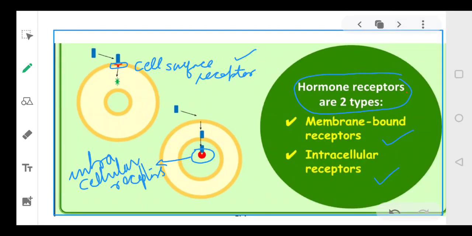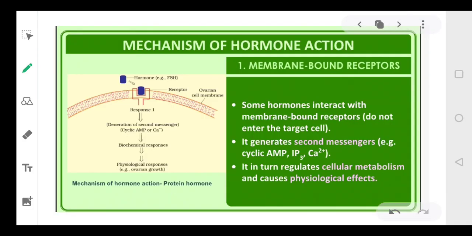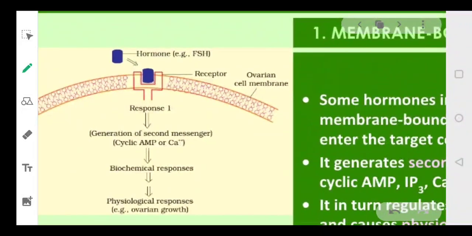So, membrane bound receptors and intracellular receptors. Now, how does a membrane bound receptor act? What basically happens, again, let's look into the diagram. This is a receptor which is present on the surface of the cell. A hormone like FSH will come and bind with the cell surface receptor.